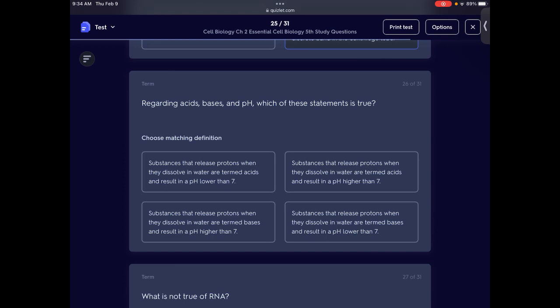Regarding acids, bases, and pH, which of the statements is true? Substances that release protons when they dissolve in water are termed acids, yep, and they result in a lower pH. I think that one's the correct answer because a lower pH means more acidic.